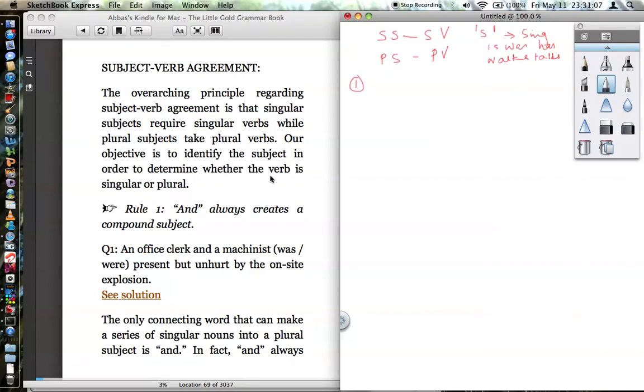And the first rule says "and" creates a compound subject. So in this example, if you have subject 1 and subject 2, this is a plural subject and you need a plural verb. So an office clerk and machinist were present but unhurt.